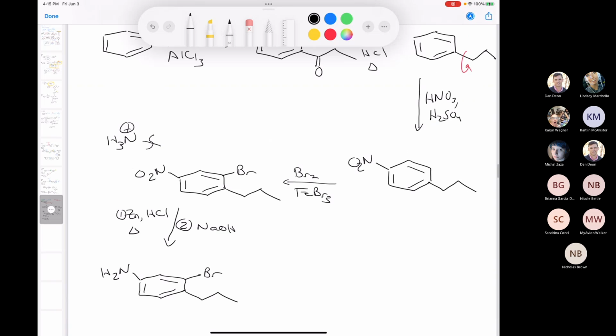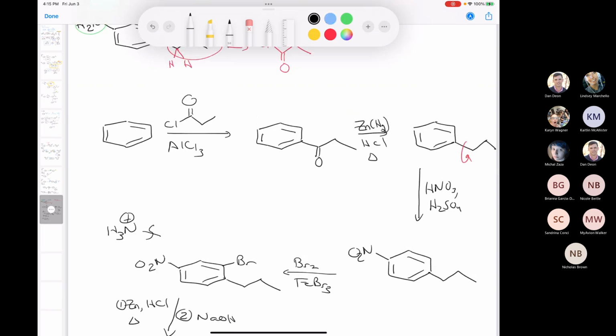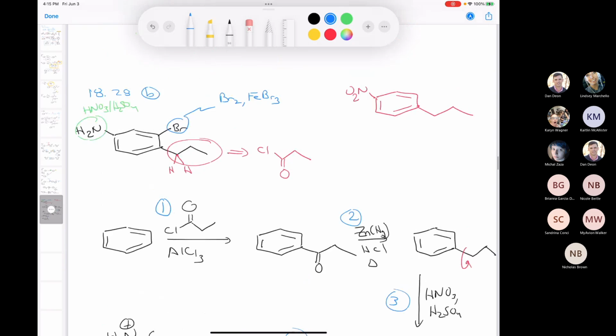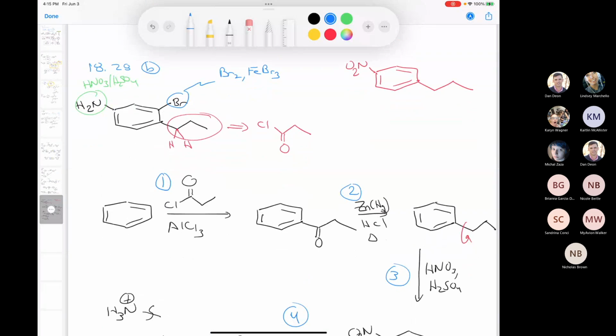my friends. So let's count the number of steps. We get step 1, Friedel-Crafts. Step 2, Clemmensen. Step 3, nitration. Step 4, bromination. Step 5 and 6, the reduction, followed by a basic workup. There you have it. I think that's a lot of chemistry for one day.